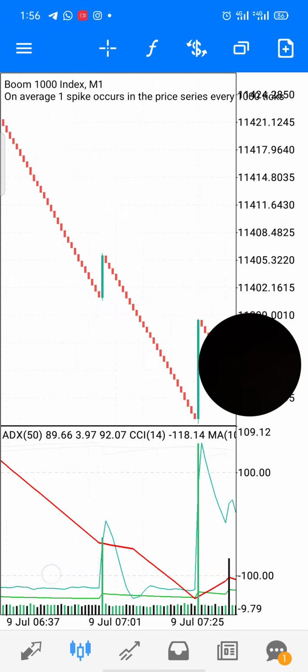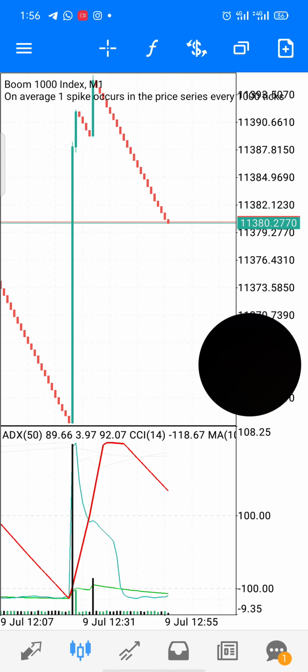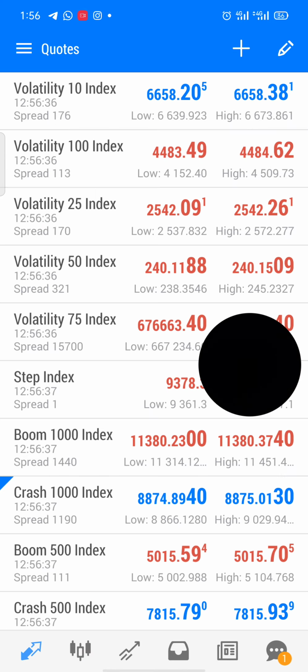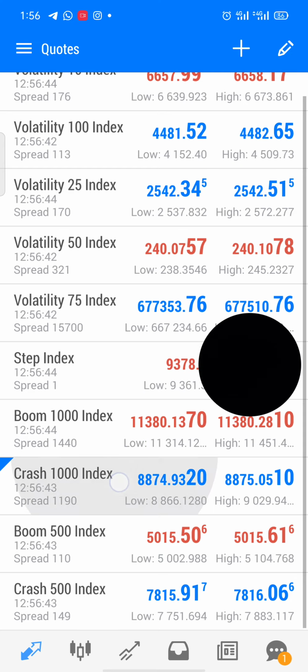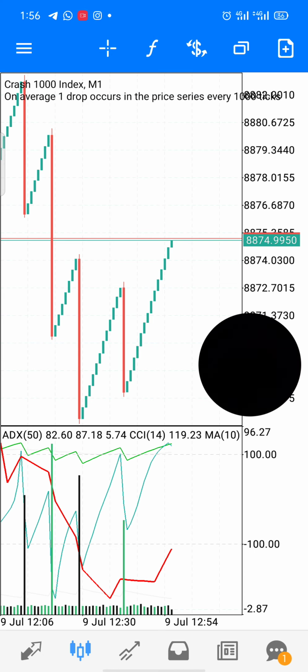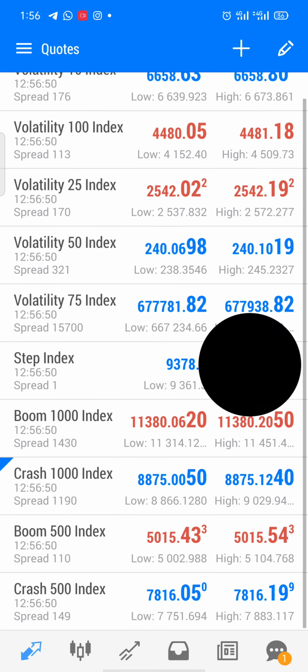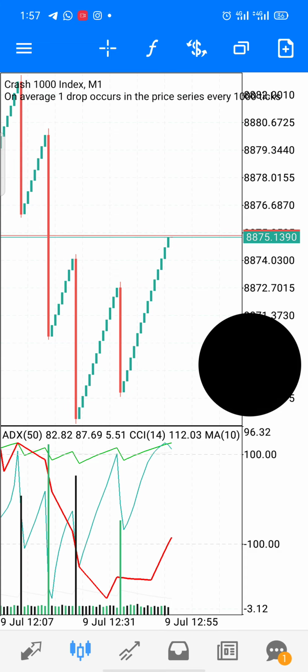You are good to start catching spikes. You see, guys, it works. Catch spikes. Okay, let's check out. I just need a point where we can catch one spike, so you see how effective this strategy is. You can see for crash 1000, the conditions are not yet met. It's going up. For crash 1000, it's vice versa.